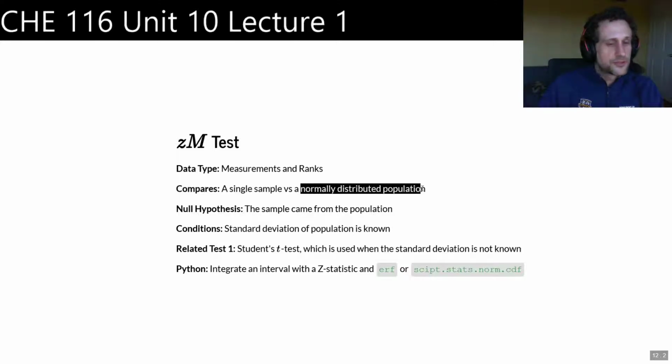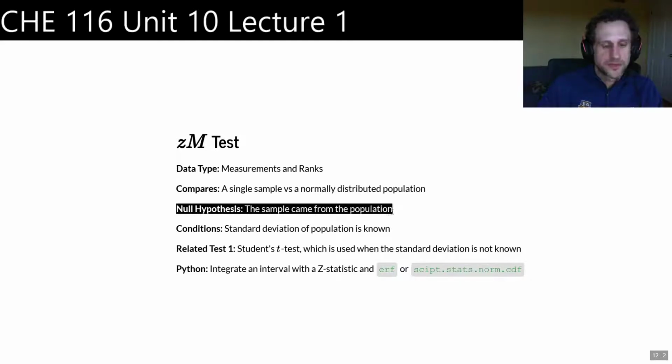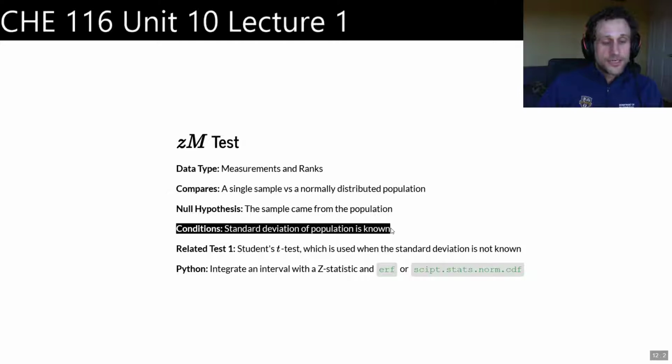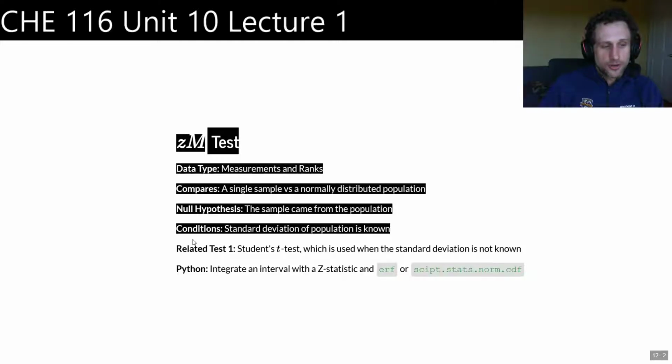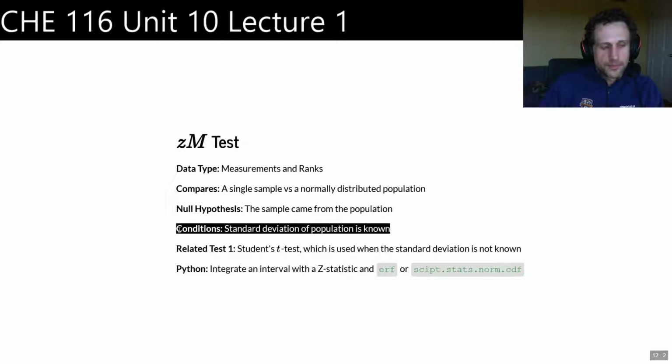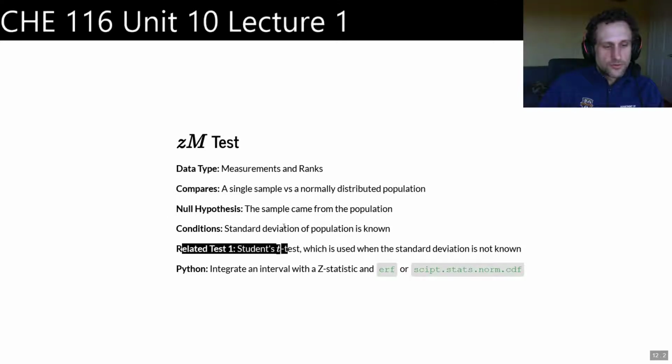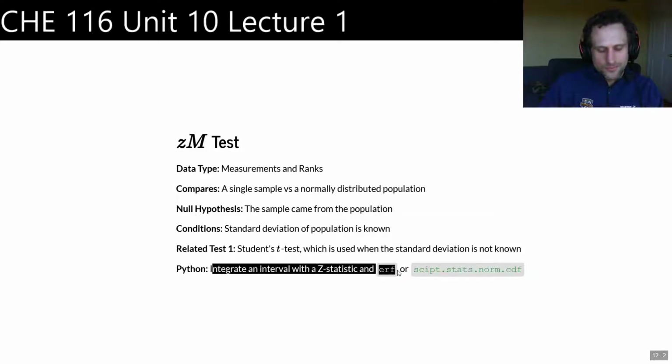And this normally distributed population could be from the central limit theorem, or it could just be a normal distribution, right? So here we had gold with a known population standard deviation and a known population expected value, or population mean. Our null hypothesis is always that that one sample we saw came from the same population as the normally distributed population. Conditions, we need to know the population standard deviation. So that's kind of a hard condition, but sometimes it can be helpful. And then obviously, if we don't know the standard deviation of the population, we can use the second test we saw, the student t-test. So the way we use it in Python is you could integrate using ERF, but we almost never use that in this class.